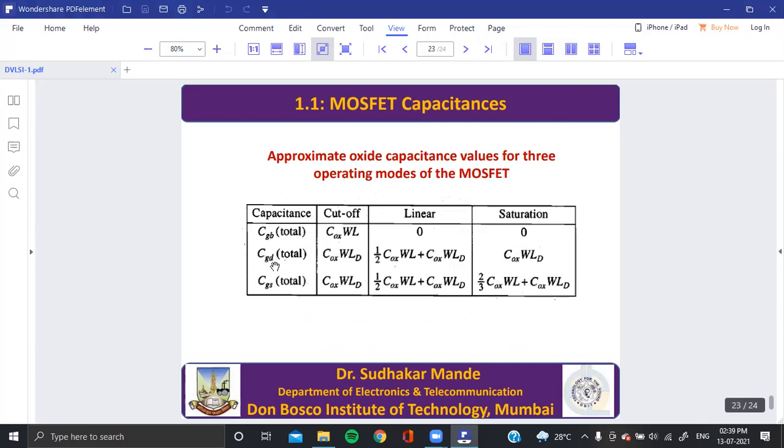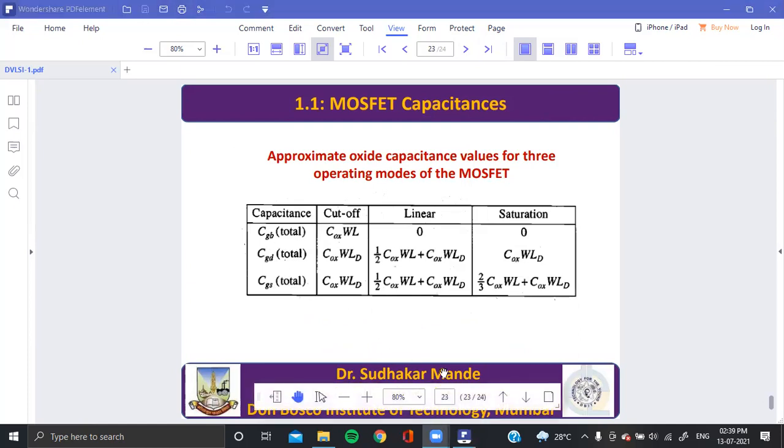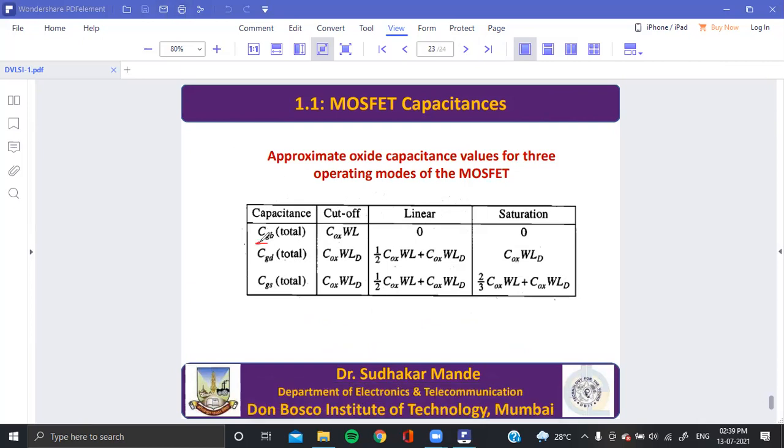Then there is a chart showing the total capacitances in each region. First is the gate to substrate capacitance. It exists only in the cutoff region, but in linear and saturation its value is 0. Then the gate to drain capacitance. In the cutoff region, there is only the overlap capacitance, and the same for gate to source.